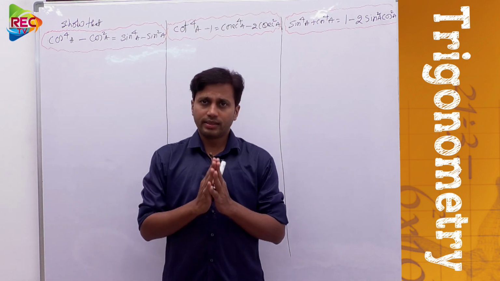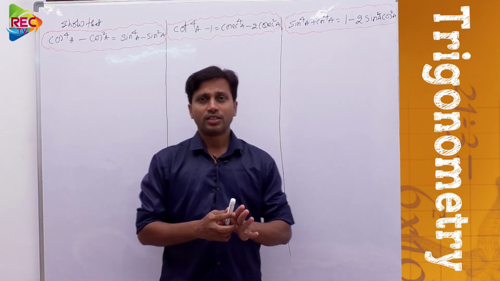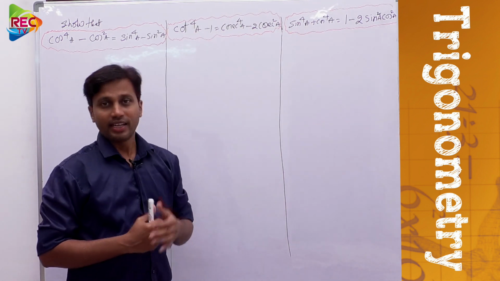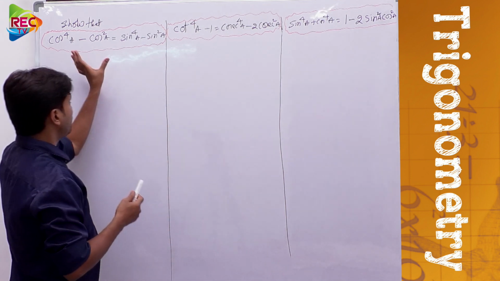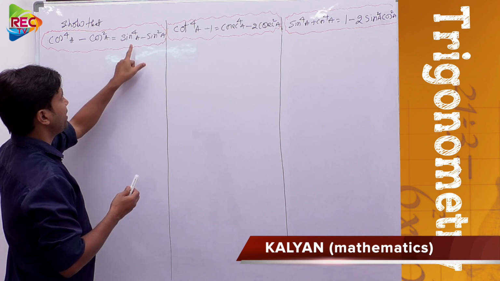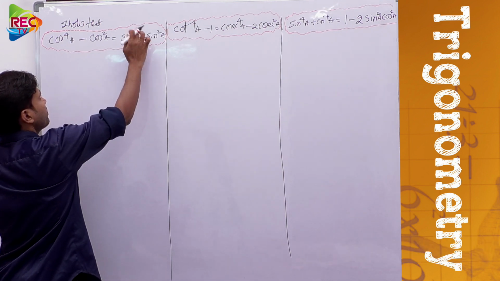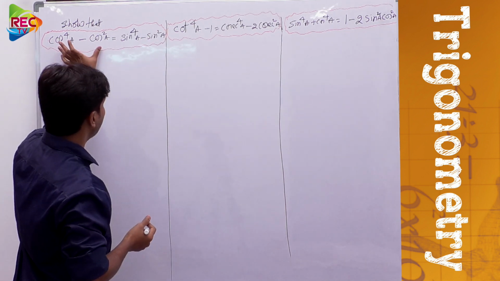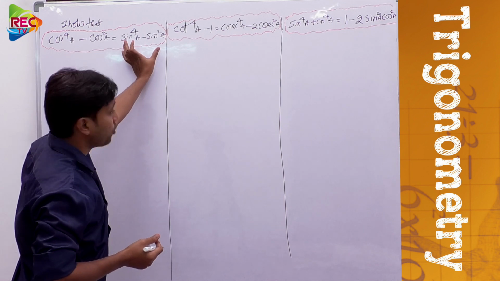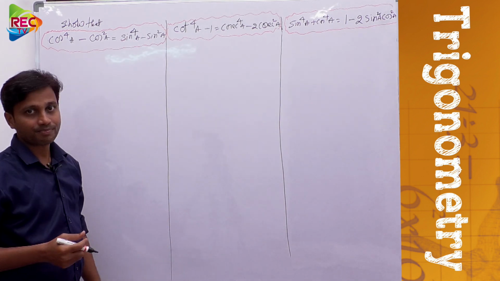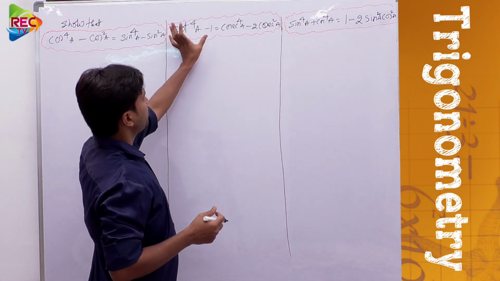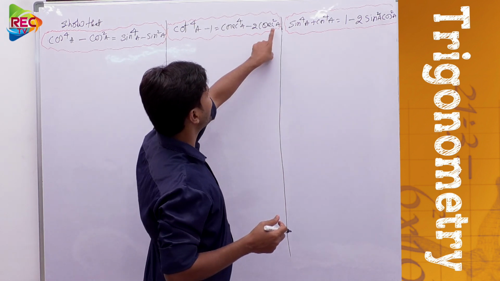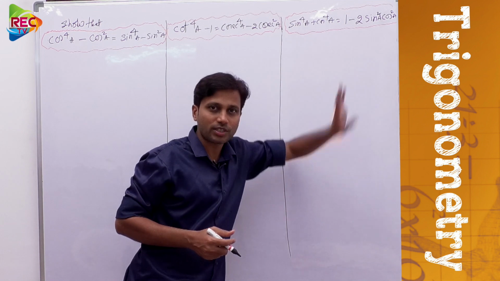So students, in this class, once again we are going to do some problems of a similar kind from trigonometric identities. Let us solve them. The first problem: cos power 4a minus cos square a is equal to sin power 4a minus sin square a. Means we need to show that cos power 4a minus cos square a is equal to sin power 4a minus sin square a. And then we need to show that cot power 4a minus 1 is equal to cosecant power 4a minus 2 cosecant square a. And here also we need to show some other result.